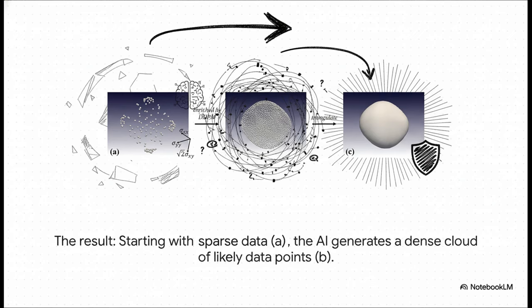Then, in the middle, B. The AI uses all its training to generate this dense cloud of likely data points that are consistent with both the original data and all the physics it's learned. And finally, on the right, in C, that cloud is used to create a complete, smooth, and accurate yield surface. It's literally turning a rough sketch into a masterpiece.